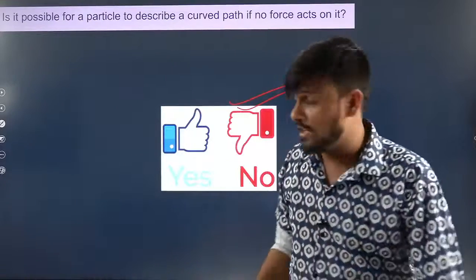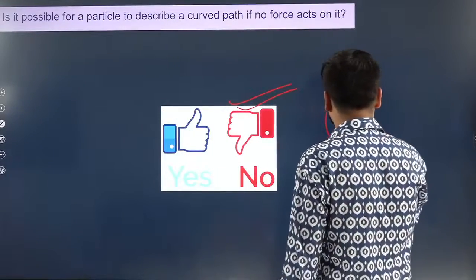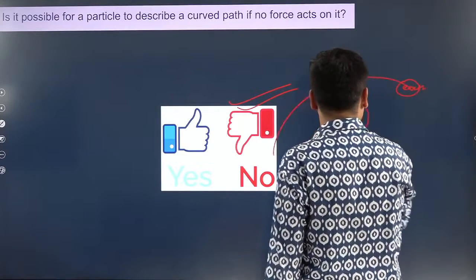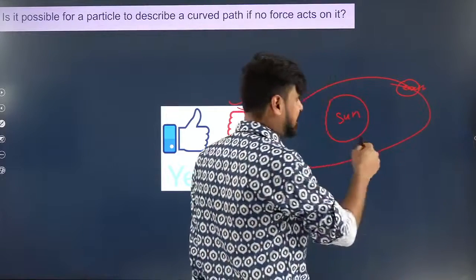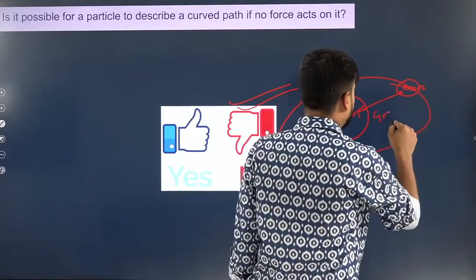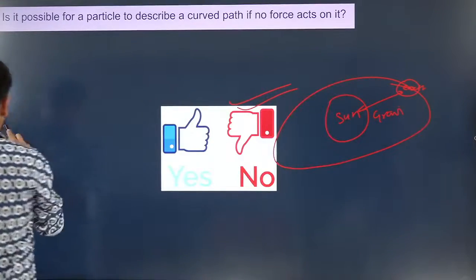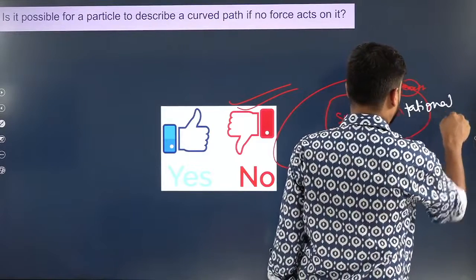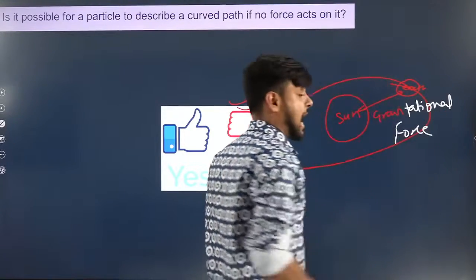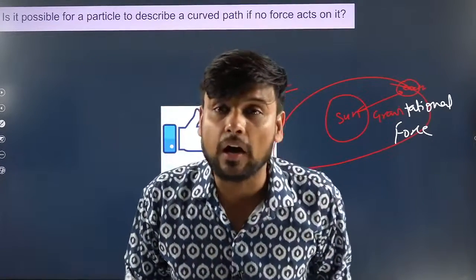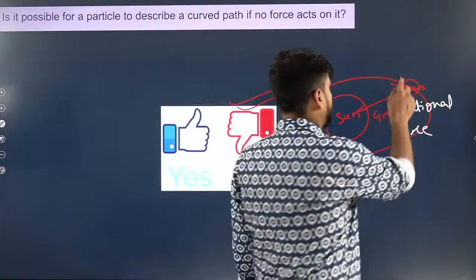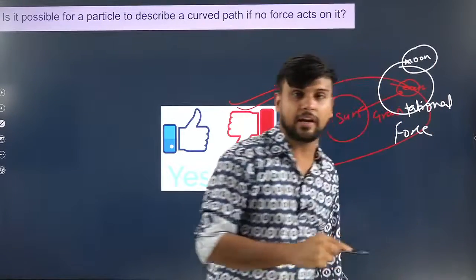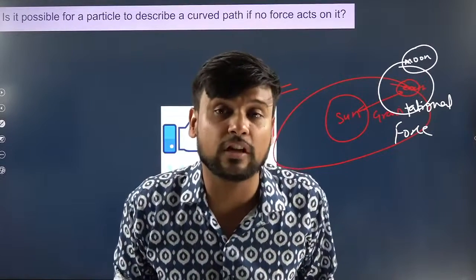Even in our solar system, we have the Sun and the Earth. It's circling in an elliptical orbit. So what force is there? Yes, we have gravitational force. It's the gravitational force which is helping Earth to rotate around the Sun. Even the Moon is revolving around the Earth, and it's all because of gravitational force. Gravitational force is helping.